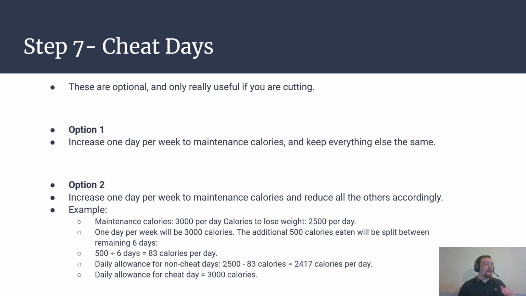So let's say your maintenance is 3,000 calories per day. So your cheat day, let's say a Friday, will be 3,000 calories, your maintenance. All of the other days would normally be 2,500 calories, but those 500 calories you're dividing across. So you'll take away 83 calories per day on those non-cheat days, meaning your normal allowance now for non-cheat days will be 2,417 calories per day.